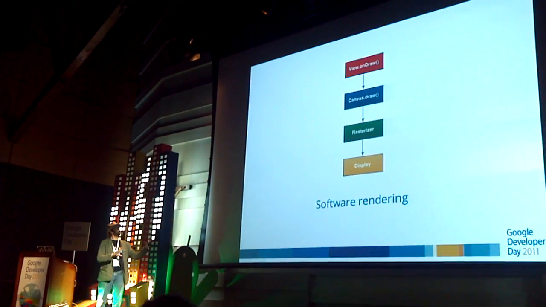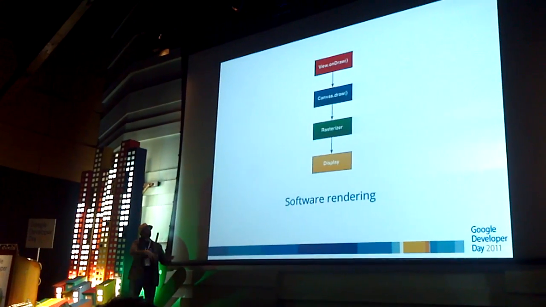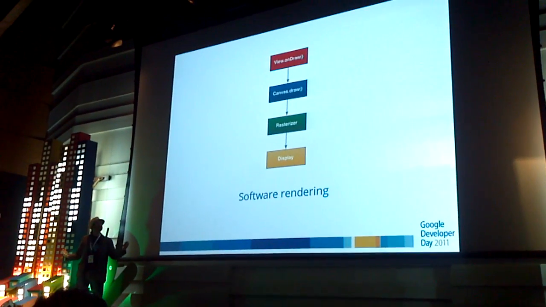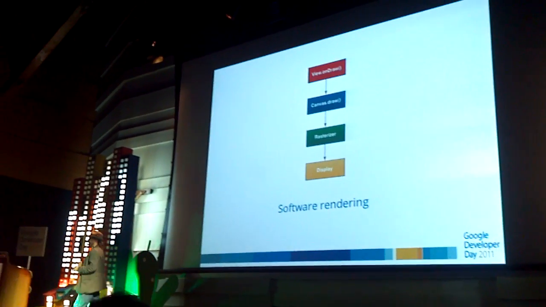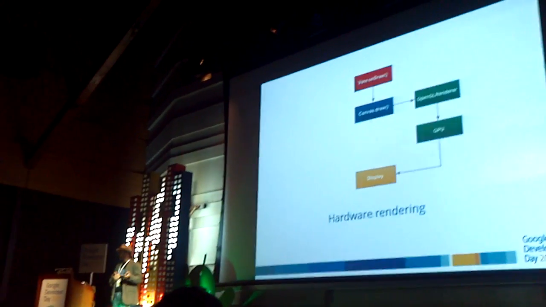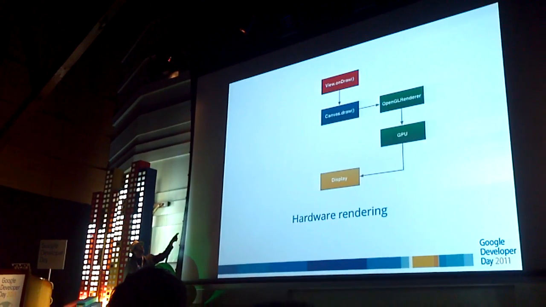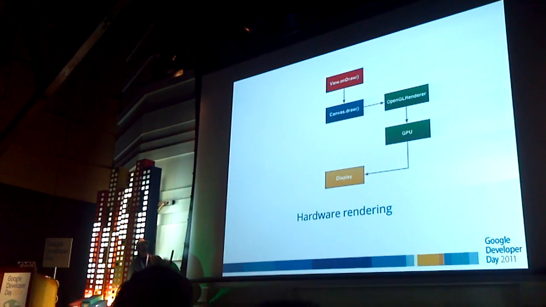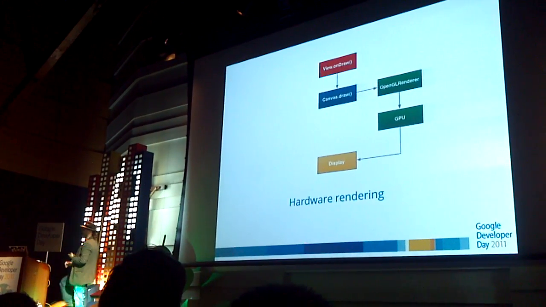So with software rendering, it looks like this. Each view is drawn, and that draws to a canvas. The canvas then is responsible for rasterizing it, and it goes to the display. But when we add in hardware, after the canvas is drawn, it goes to this OpenGL renderer, which goes to the GPU. And this is actually a very high-level view of what happens.